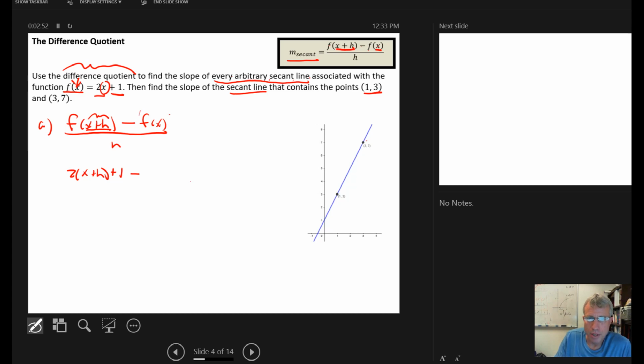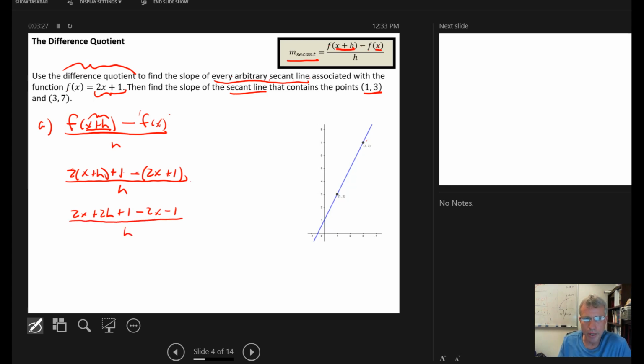minus, and then it says just subtract off the function f of x. So the function f of x is just this stuff right here. f of x is 2x plus 1. So minus parentheses 2x plus 1, using a parenthesis so that the minus distributes into both terms. And then it says divide everything by h. And now simplify. So distribute the 2 into the parentheses. We get 2x plus 2h plus 1 minus 2x minus 1, all over h.